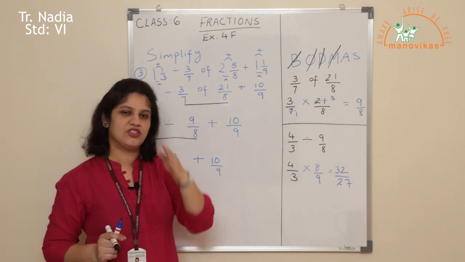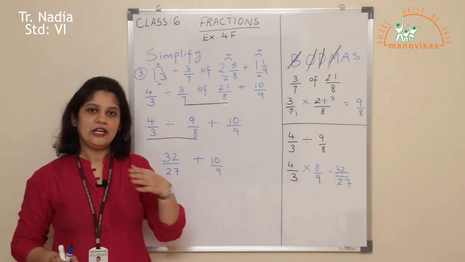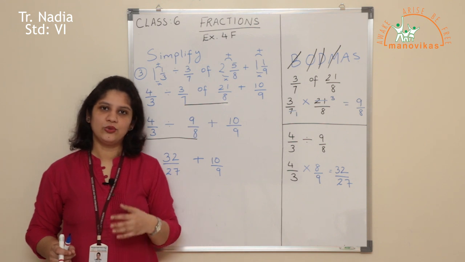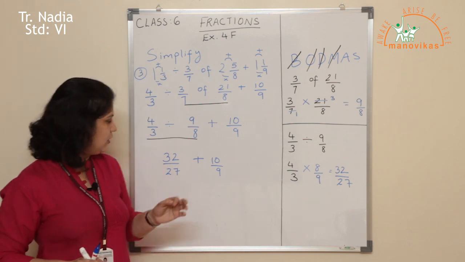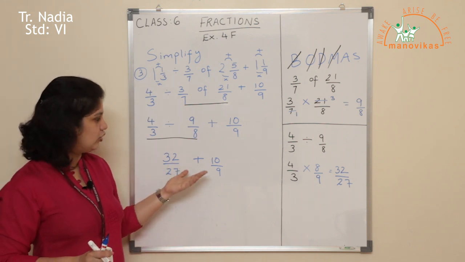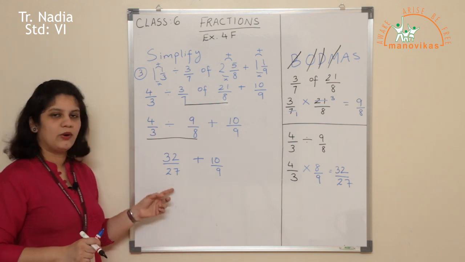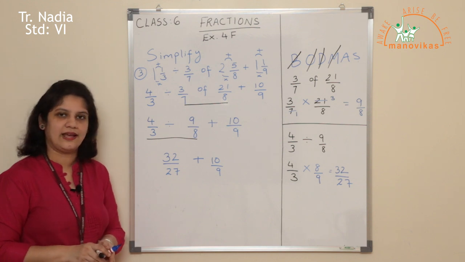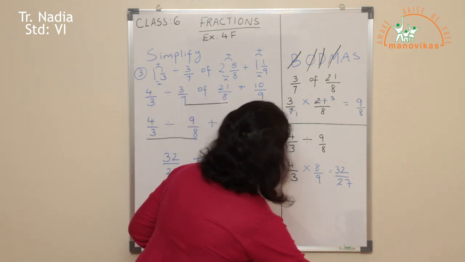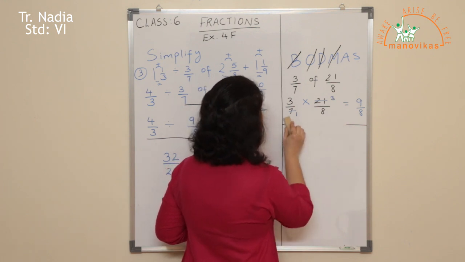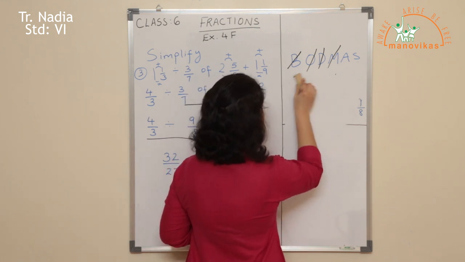Like once you are done with division, strike off the division. If there is no multiplication, strike off the multiplication. So in this manner, you won't be confused. Okay, so now last we had no multiplication, so last we have addition. So I have 32 upon 27 plus 10 upon 9. Now, I'll just erase this part because I don't have space here. You all can use your rough column.